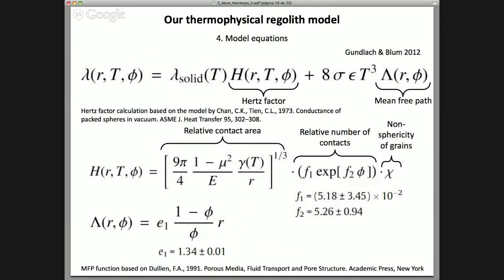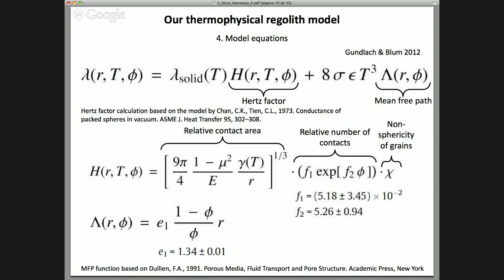And fortunately, we dug out literature, a paper from 1973 by Chan and Tien, by the name of conductance of packed spheres in vacuum. So they derived the heat conductivity, actually the Hertz factor, for a network of grains under external load. So the only thing we did to the model, we replaced the external load with the internal load, which is the interparticle forces. Small grains exert interparticle forces onto one another, which is what you're seeing here.